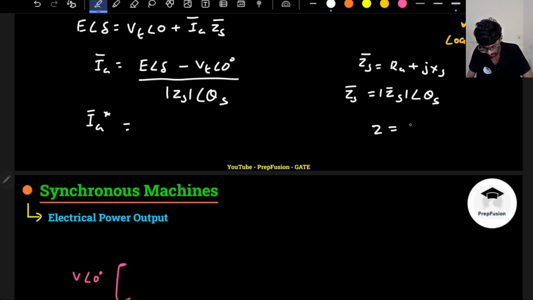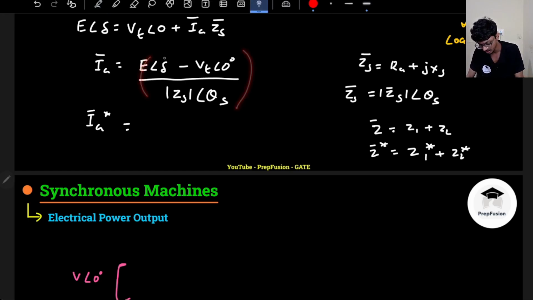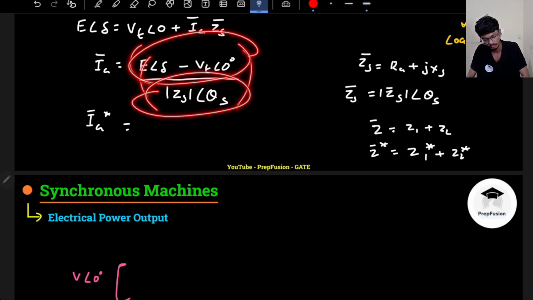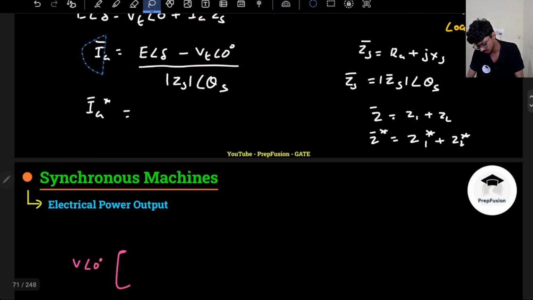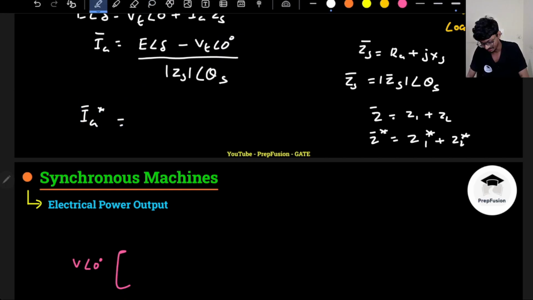If I have a complex number Z, like Z angle theta, that is Z1 plus Z2, and I take the conjugate of this sum, it will be Z1 conjugate plus Z2 conjugate. Very simple, right? The individual terms will be conjugated. And if I have a ratio and I am conjugating, the numerator will be conjugated and the denominator will also be conjugated. This is very basic complex numbers, which I hope you have already learned. I am not explaining it over again.